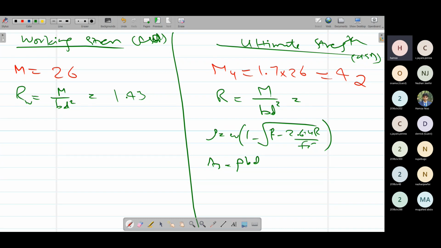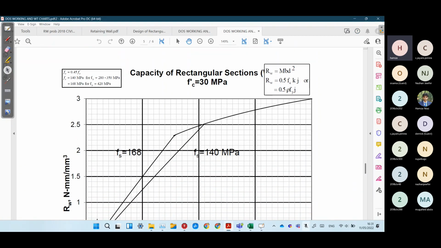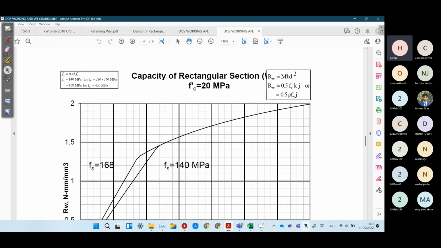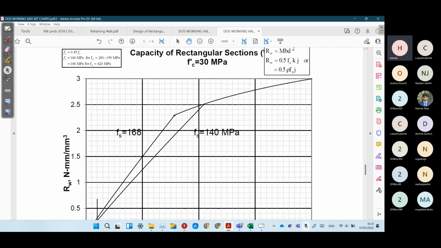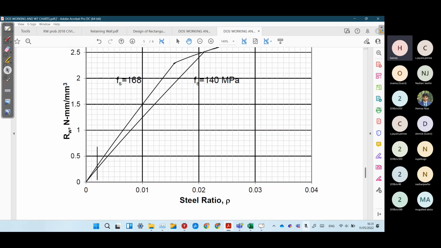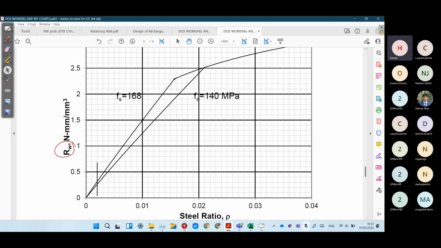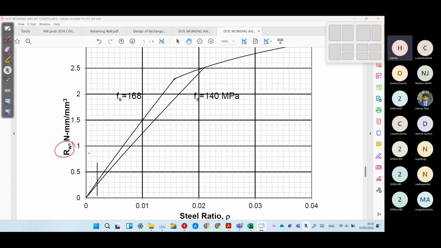For this working stress method, we cannot use these formulas because fc dash is the ultimate stress, not elastic stress. So we are going to use these charts. These charts are given for working stress. This is for fc dash 20 megapascal. This is for fc dash 30 megapascal. We have 30 megapascal, and our working R is 1.43.